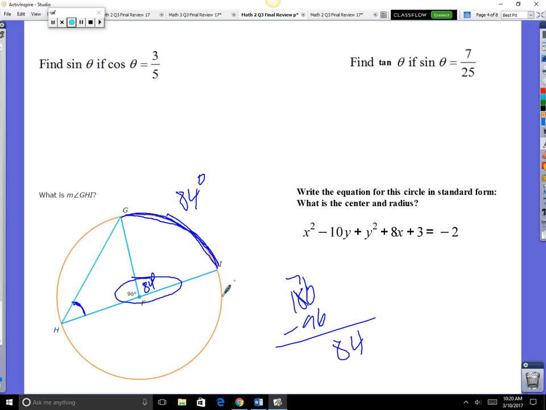So if this is 84 degrees, this arc is 84 degrees, because the central angle and the arc always measure the same. So that's 84, that's 84. That means my angle here from the circle is going to be 84 divided by 2. It's always half of it. So this is going to be 42 degrees.